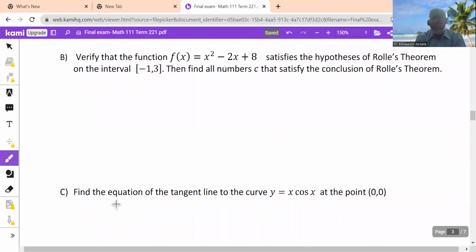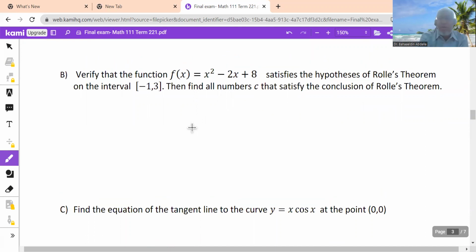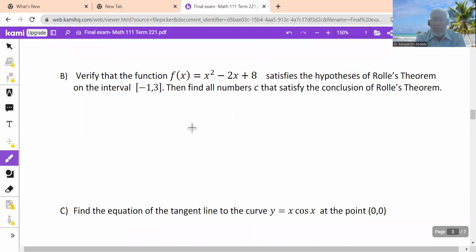Verify that this function satisfies the hypothesis of Rolle's theorem on the interval [-1, 3]. Then find all numbers c that satisfy the conclusion of Rolle's theorem. Well, if you remember, Rolle's theorem has 3 conditions. The function has to be continuous on the closed interval, has to be differentiable inside the open interval (-1, 3), and f of a equals f of b.